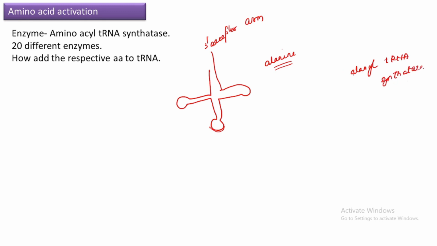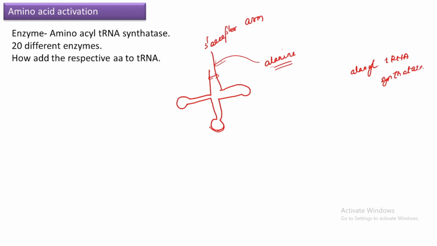Then how does this alanyl tRNA synthetase recognize its correct, specific tRNA? That is only because of the presence of a specific base pair in the acceptor arm of the concerned tRNA. By identifying that base pair, this alanyl tRNA synthetase adds its correct, specific amino acid, alanine, to this tRNA.